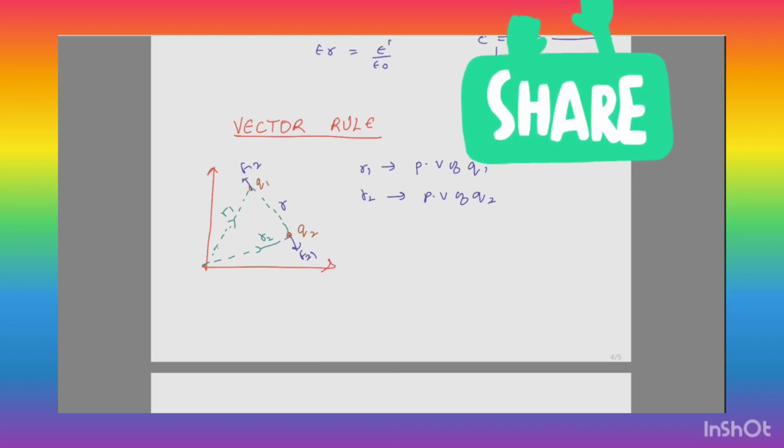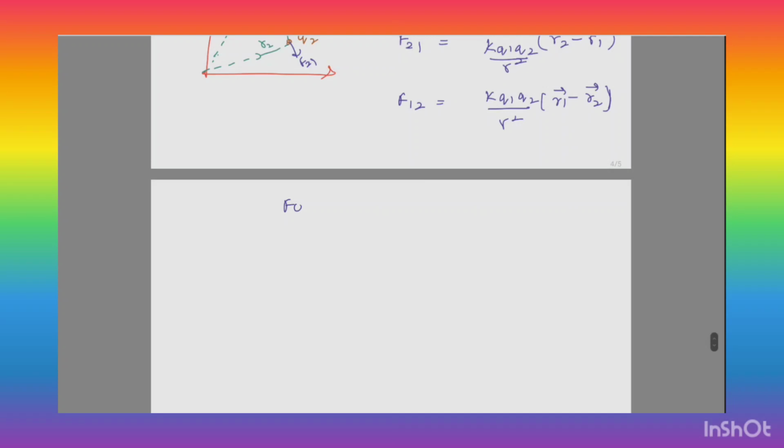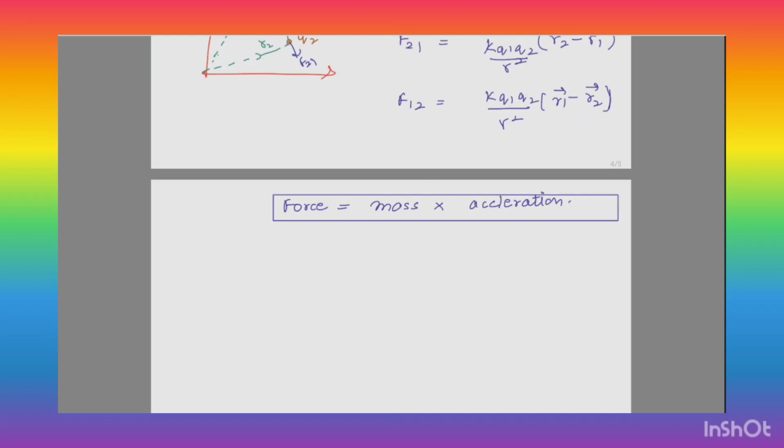So, force on 2 because of 1 can be written as K Q1 Q2 upon R square times R2 vector minus R1 vector. Similarly, force on 1 due to 2 is equal to K Q1 Q2 upon R square times R1 vector minus R2 vector. As we know, force is equal to mass into acceleration. A question can be asked to find the acceleration also if the mass of the body is given.